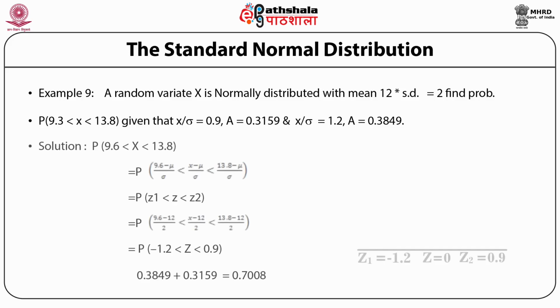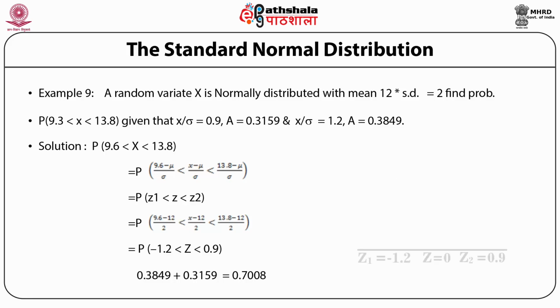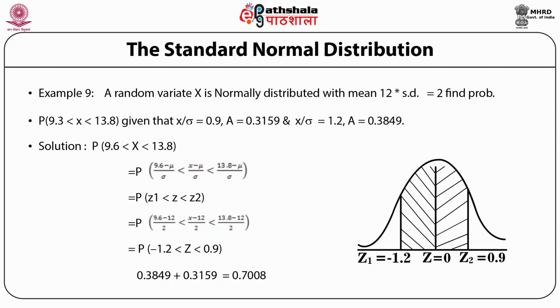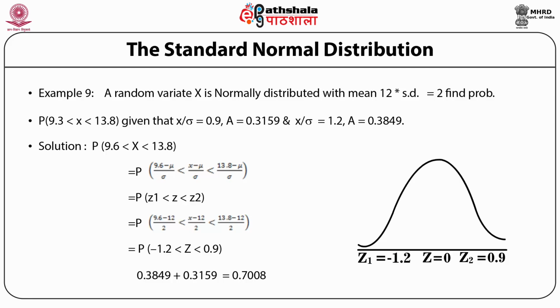We have to find the probability of x between 9.6 and 13.8. So we have mean equal to 12 and sigma equal to 2. When we subtract the mu value from x, that is, we convert it into standard normal form, then we have the probability such that minus 1.2 less than Z less than 0.9. We will see the table, take the tabular values, sum them and have the answer.